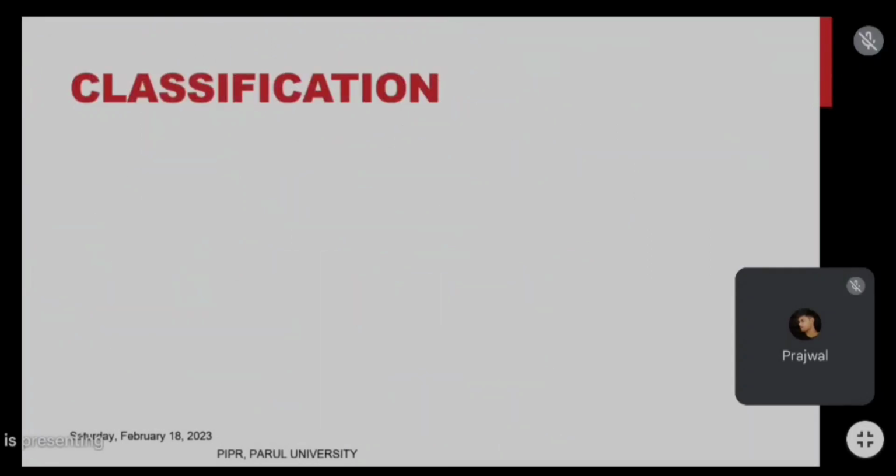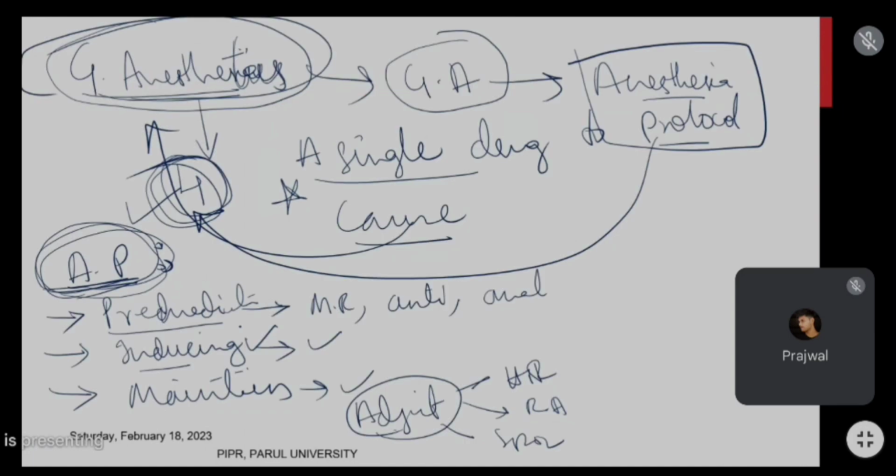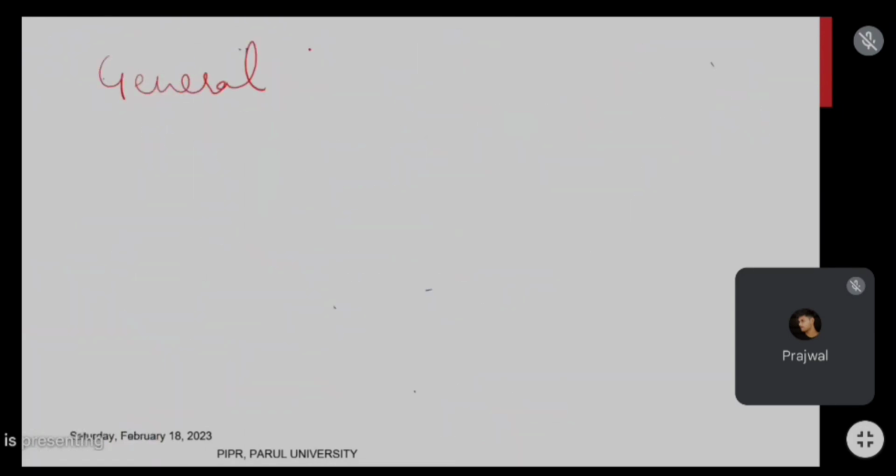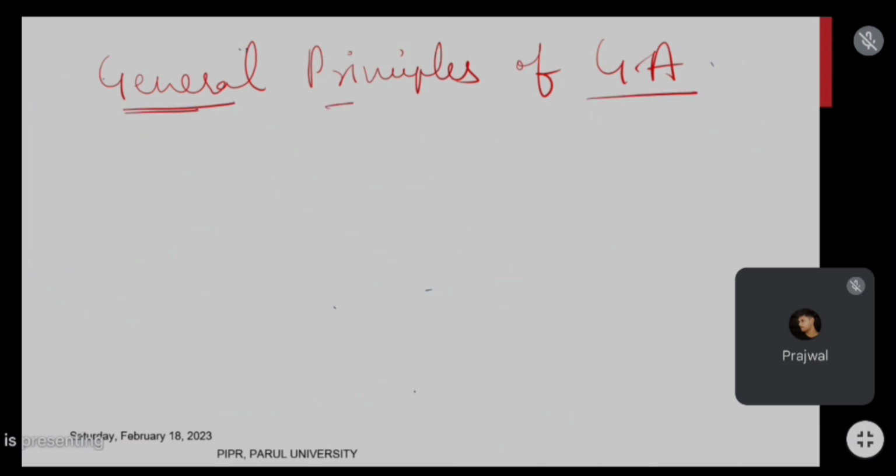Now you see, अभी सबसे important एक चीज I want to tell you, a very important point. General principles of general anesthesia. These principles are particularly seen in general anesthesia only. They are not seen in local anesthetics. So why the principles have to be followed for general anesthesia, I'll tell you.